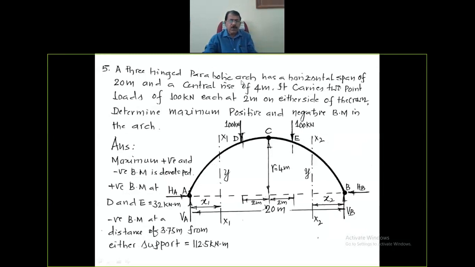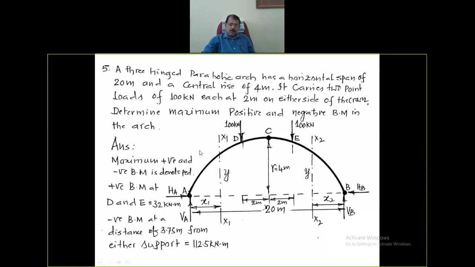Let us take one more example in 3-hinged parabolic arch. The problem is as follows. A 3-hinged parabolic arch has a horizontal span of 20 meter and has a central rise of 4 meter. It carries 2 point loads of 100 kilonewton each at 2 meter on either side of the crown. Determine maximum positive and negative bending moment in the arch.